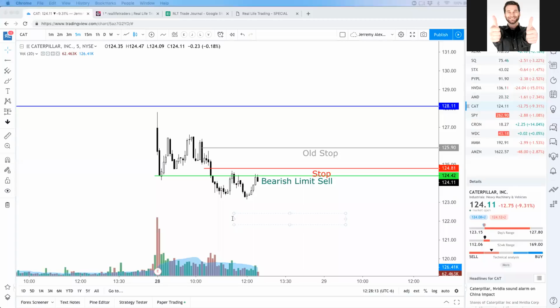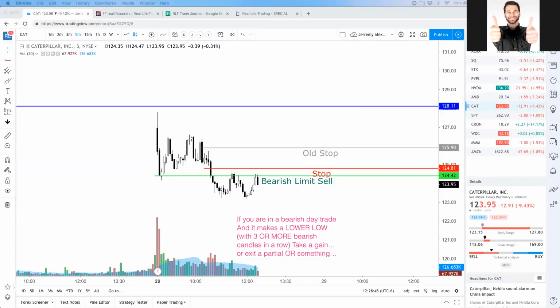Here's a really good rule that I think a lot of you could implement with your trading. If you are in a bearish day trade and it makes a lower low with 3 or more bearish candles in a row, take a gain or exit a partial or something like that. So this is a wonderful example. I get a lot of traders asking me, hey, when do you take partials? When do you exit new positions? Things like that.